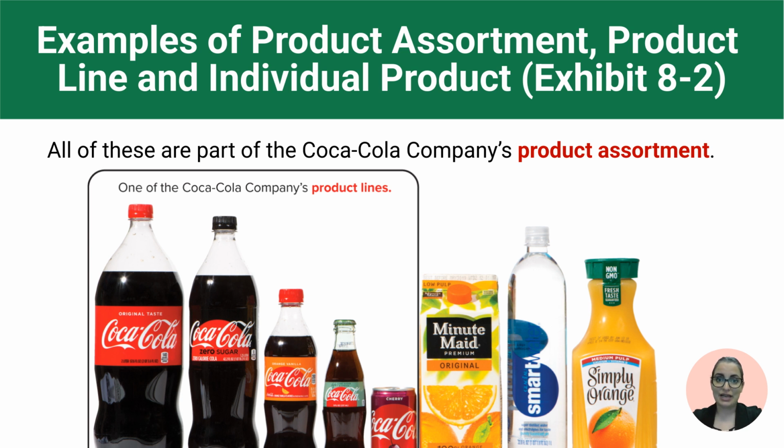Here is an example that illustrates the difference between product assortment, product lines, and individual products. A product assortment includes all product lines offered by a company. A product line is a group of closely related products, while an individual product is a single item within that line.